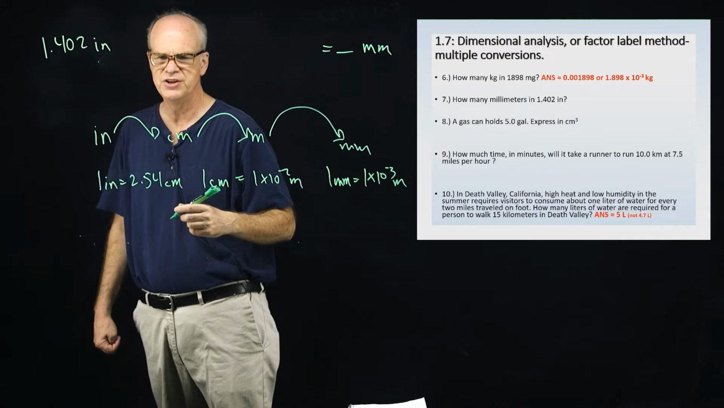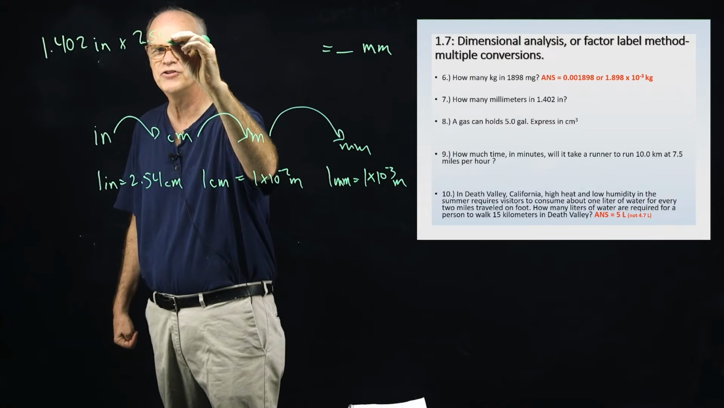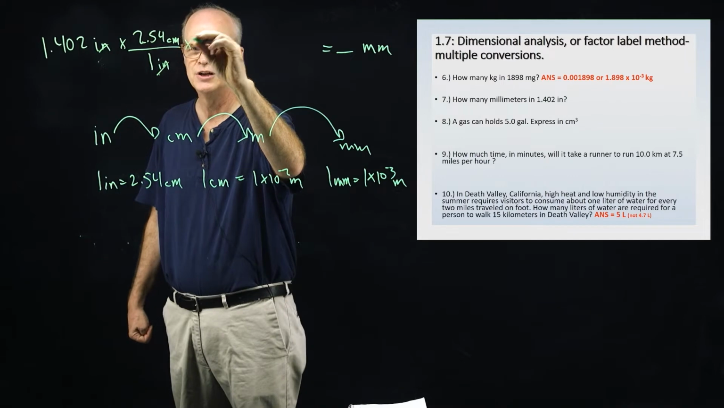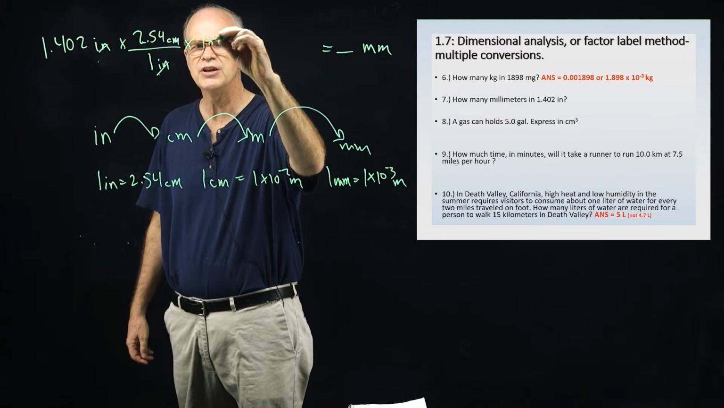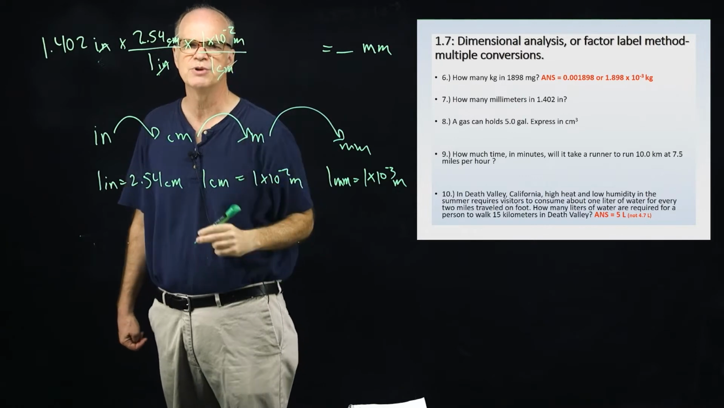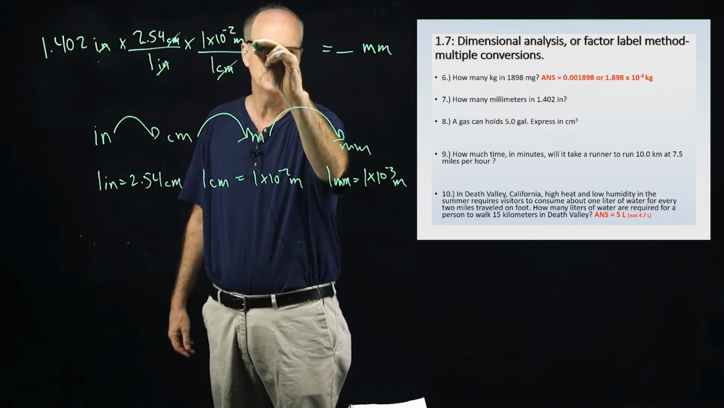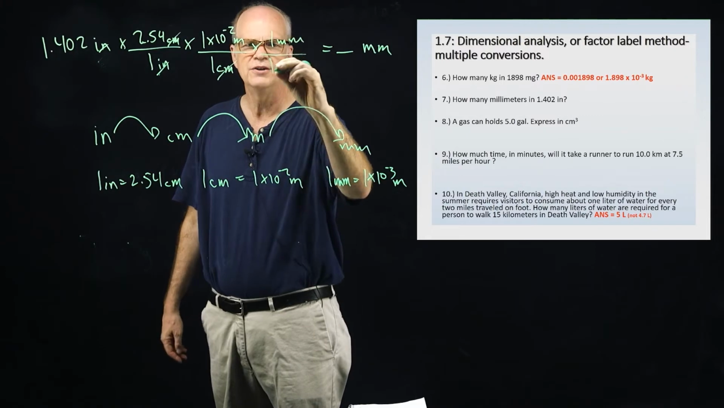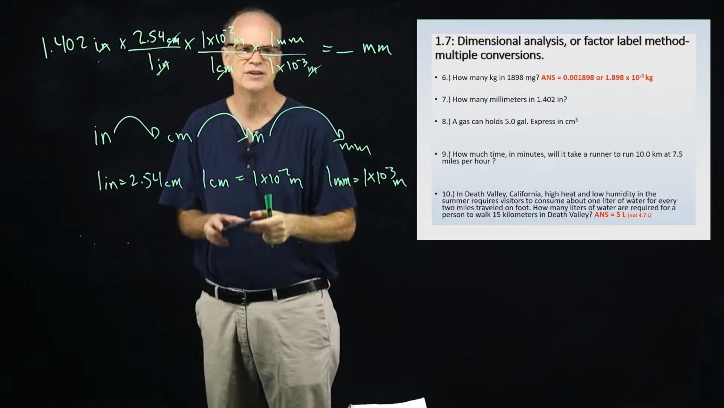So we have 1.402 inches, and so the fraction I would want to use here is 2.54 centimeters over 1 inch. And so inches cancel, we get an answer in centimeters. Next, we want to convert centimeters to meters. So here we have 1 times 10 to the negative 2 meters over 1 centimeter. Centimeters cancel, we have an answer in meters. And then finally we have to get meters to millimeters. So I guess it would be times 1 millimeter over 1 times 10 to the negative 3 meters.